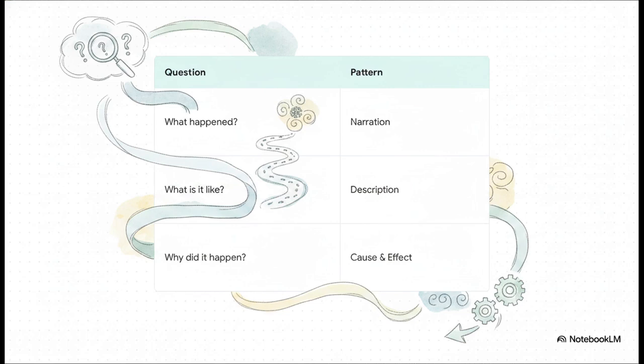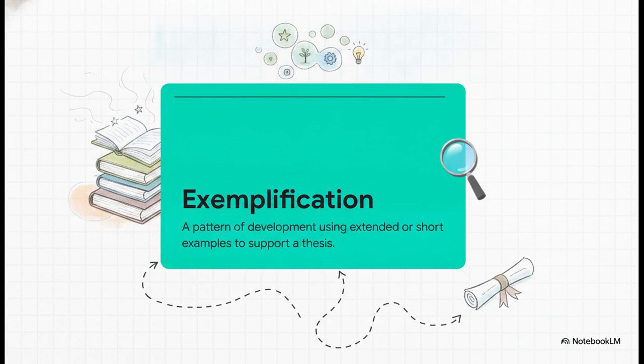Think of your initial brainstorming questions as a diagnostic tool for picking the right blueprint. If you're asking what happened, your logical pattern is narration. Asking why did it happen? Well, you need cause and effect. It's an incredibly powerful way to diagnose exactly what kind of essay you need to write right from the very start.